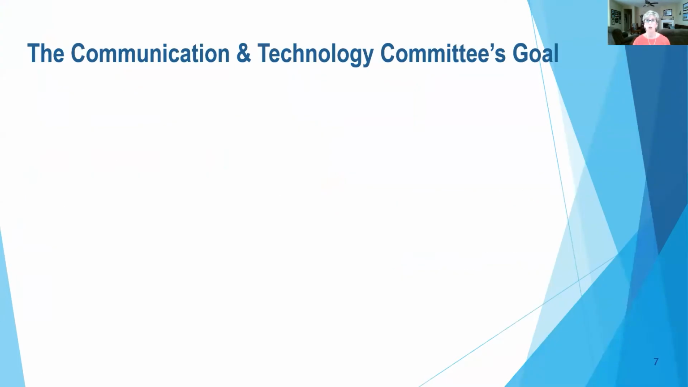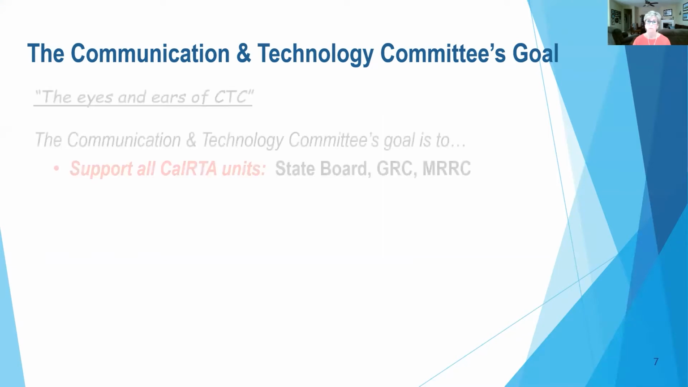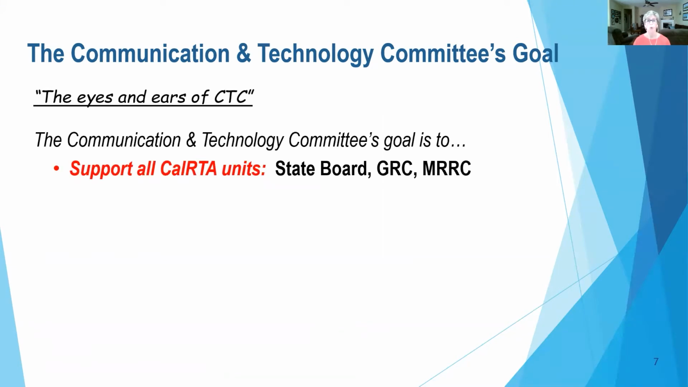So what exactly are the goals? We need to know the goal of this committee, and the committee is made up of all the area CTC reps or chairs. So what is the goal of CTC, the CTC committee? Well, as the handbook says, this committee, we are the eyes and ears of CTC. Well, okay, what does that mean? Our goal is to watch our divisions, watch what's going on with CalRTA around us, and we are to listen. We are to listen to comments and suggestions, concerns.